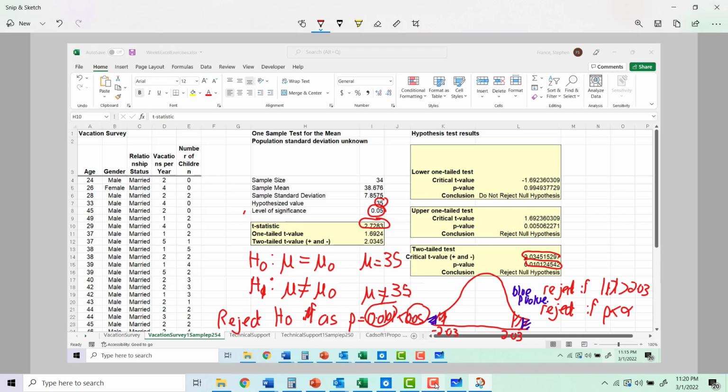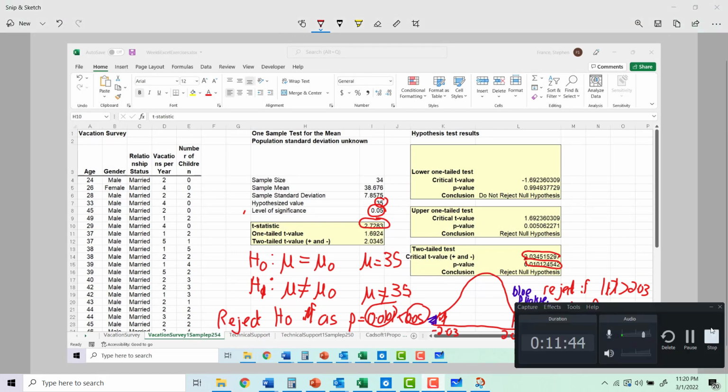Okay, so that's the first little example, and I'll just pause it and then go on to the two sample bit.